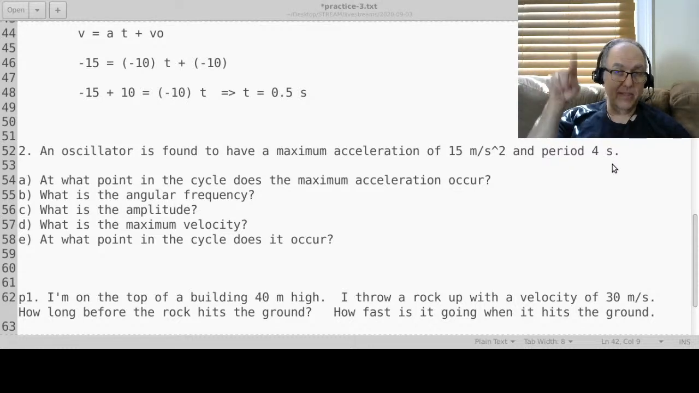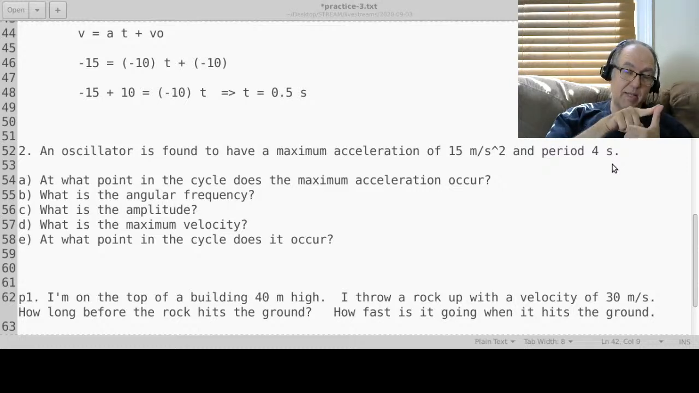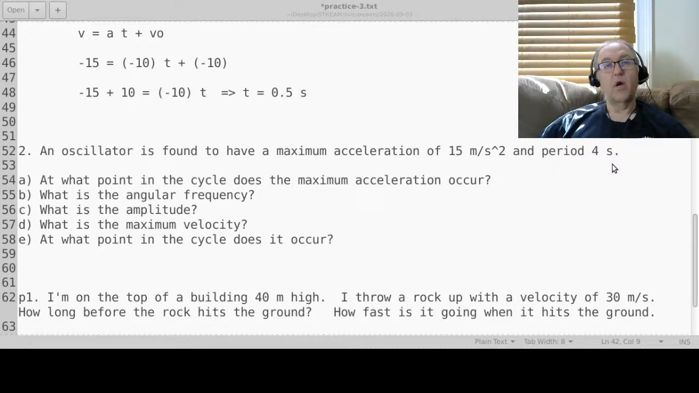And the symbol for the period is capital T. Okay, so these are the properties of the simple harmonic oscillator that I'll ask you questions about: maximum acceleration, maximum velocity, maximum displacement, also better known as the amplitude, angular frequency, and period. And they're related to one another. All right, let's go through the questions.